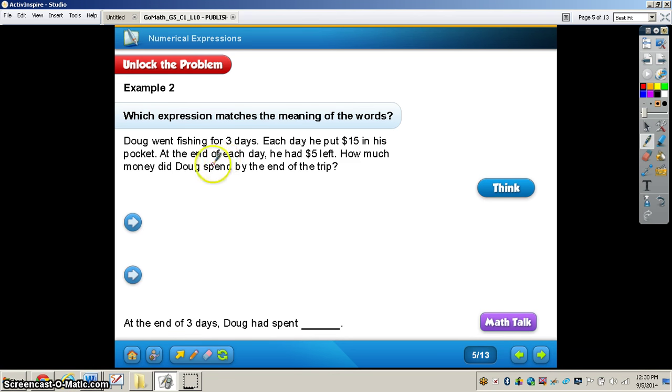So some things we want to do: underline the events for each day, circle the number of days they happen. So 3 days that happen. The events: each day he put $15 in his pocket, and then also he had $5 left. How much money did Doug spend by the end of the trip? Now, next part here we want to think about.